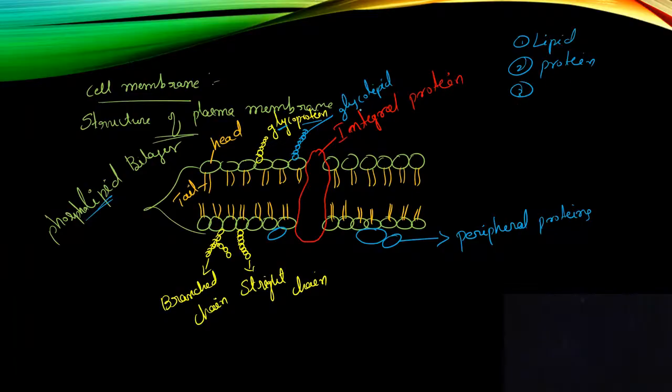Here also glyco, and here also glyco. Glyco refers to what? Carbohydrates. All these are the carbohydrates. They may be in the simpler form or in their conjugated form, but they are what we're going to observe. All these chemicals together constitute the plasma membrane.